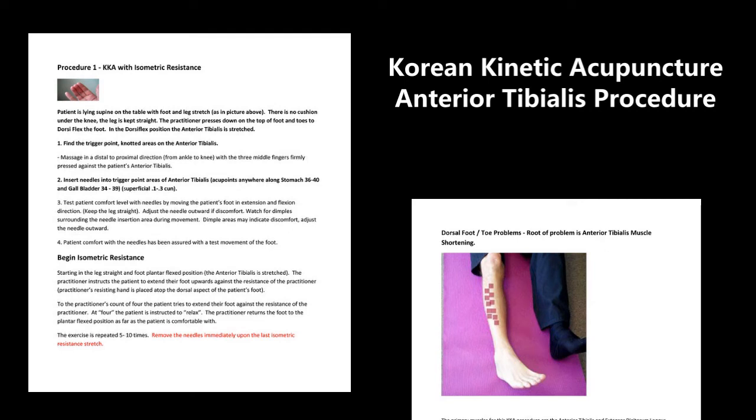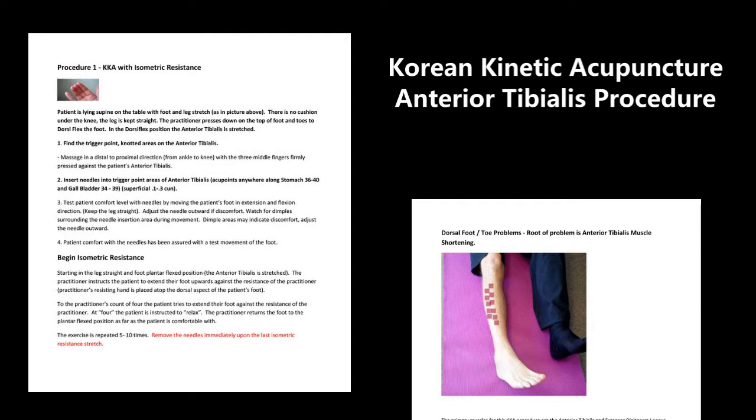Okay, so the procedure one for the Korean kinetic acupuncture with isometric exercises. The patient is lying supine on the table with the foot and leg in a stretch, as in the picture above, there and in the picture next to you here on the video. There is no cushion under the knee. The leg is kept straight.